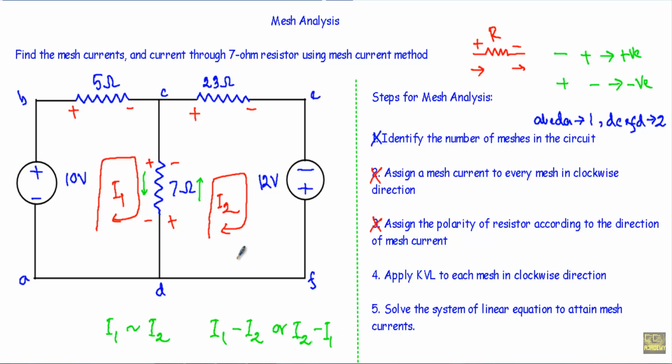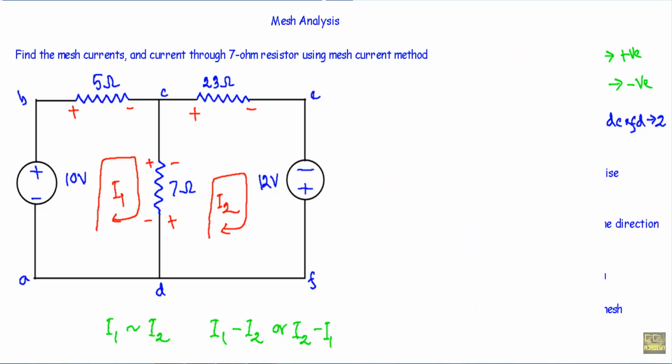Okay, now if I apply KVL in mesh 1, I will assume this I1 is greater than this I2, therefore I will take I1 minus I2 as the current flowing through this 7 ohm resistor. And when I am in loop number 2 or mesh 2, I will assume I2 is greater than I1, therefore I will consider the current through this 7 ohm resistor as I2 minus I1. Now I will apply KVL to each and every mesh in the circuit.